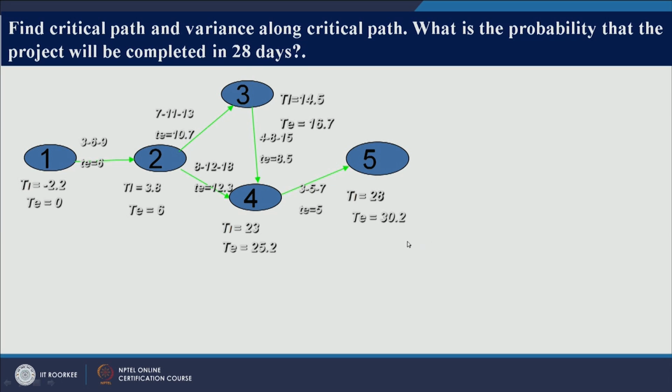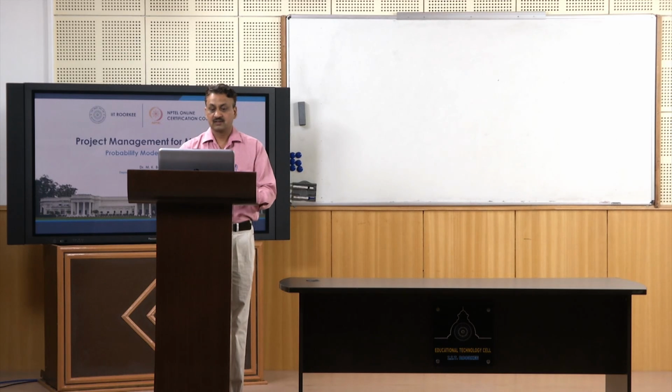Now, as I have told you, T at the last node is nothing but the project completion time. So as far as this particular project is concerned, T is 30.2. So the probability that the project will be completed in 30.2 days is 50%. This is just one half of the bell shaped curve. Now let us find out the probability of completing this project in 28 days.